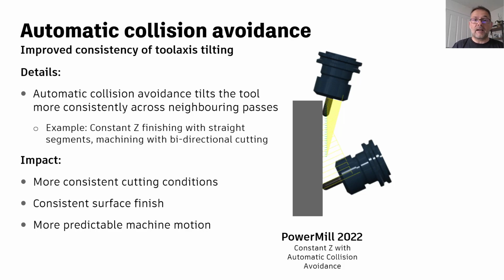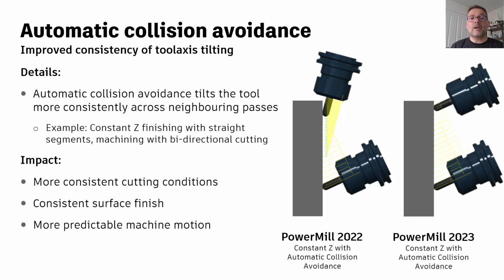And so some of our customers, some of you even, have complained that we need to find a way to stabilize the tool axis tilting to avoid these bands of surface finish appearing on the part. And so with PowerMill 2023, you'll now notice that by default, automatic collision avoidance will try to use a more consistent level of tool axis tilting on neighboring toolpath segments, such that you'll get a more consistent level of cut condition across the entirety of that region being machined.